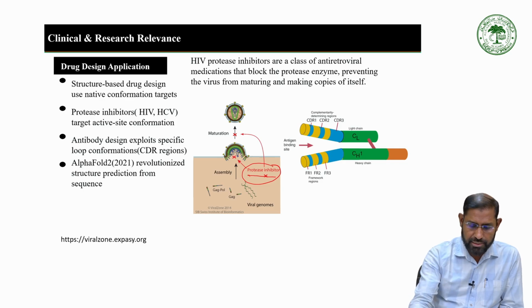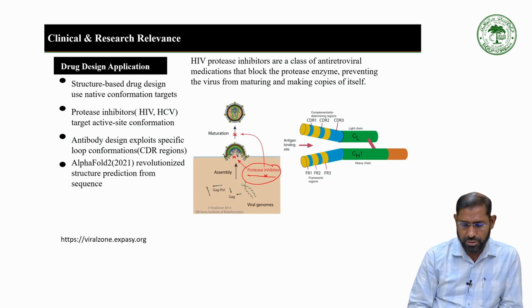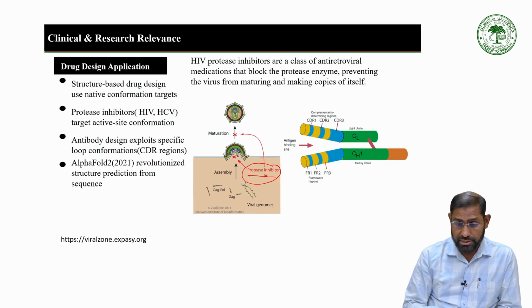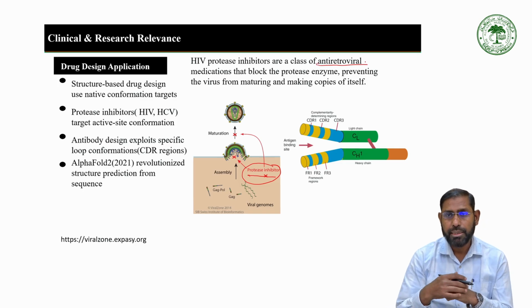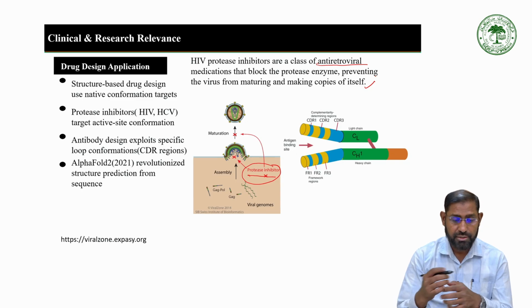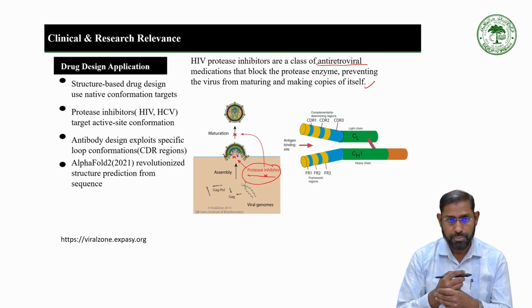So we can target these proteases, the protease enzymes of the virus, and then we design this inhibitor, called a protease inhibitor, to block the function of the protease enzymes, to not allow the viruses to become mature, to release from the cells, to further infect other cells. So that's the HIV protease inhibitor, a class of antiviral medications that is very important. It is an antiviral medication that blocks the protease enzymes and prevents the virus from maturing and making copies of itself. This is the drug design application of protein structure.